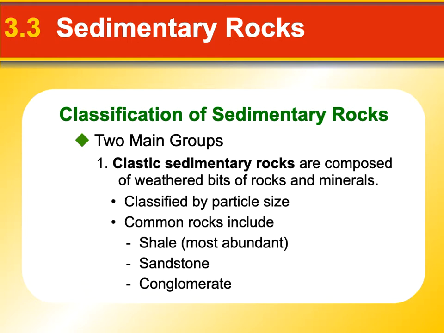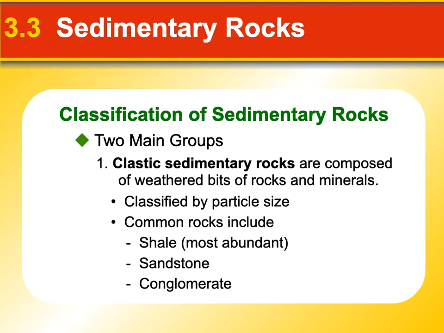The first group is called clastic sedimentary rocks. Or if you just want to write clastic, that's fine. The way to remember this is clastic sounds like bashtic, like bashing something. So clasts are little tiny pieces of stuff. That's what a clast is. And these are rocks that are made up of little tiny pieces of stuff. How about that?